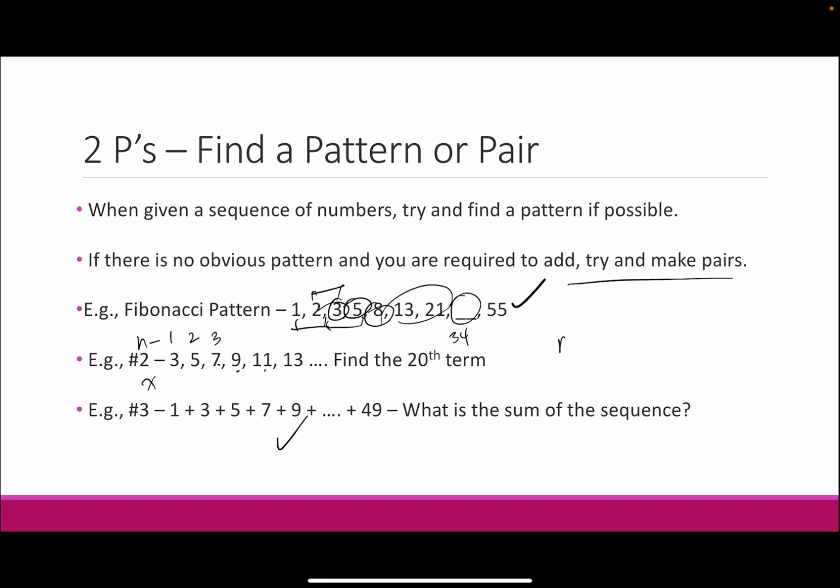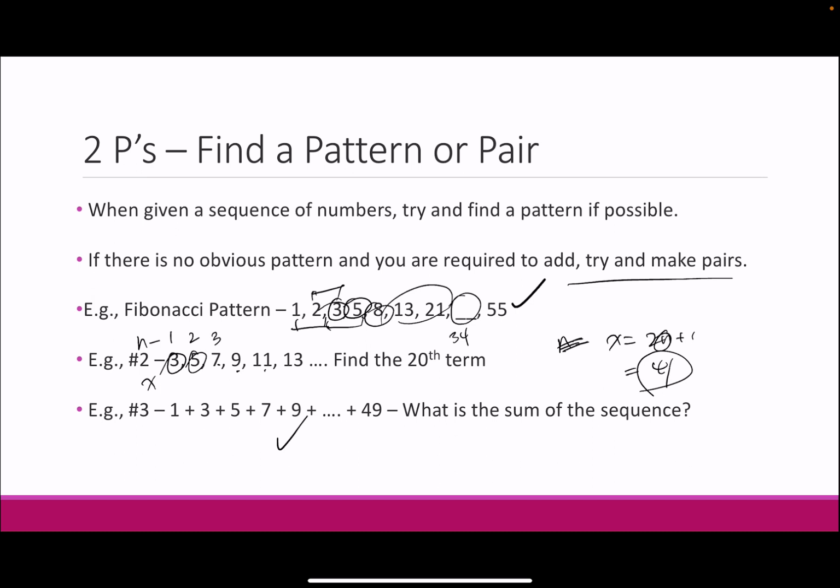In this case, x is going to be 2n plus 1. When n equals 1 for the first term, x is going to be 3. When n is 2, it's 2n, so 4, plus 1 equals 5, and so on. When we're trying to find the 20th term, this really helps because we don't need to find the 10th, 11th, 12th, and build all the way up to the 20th term. We just sub in n equals 20, which gives us 2 times 20 plus 1, which is 41. So 41 should be our 20th term.